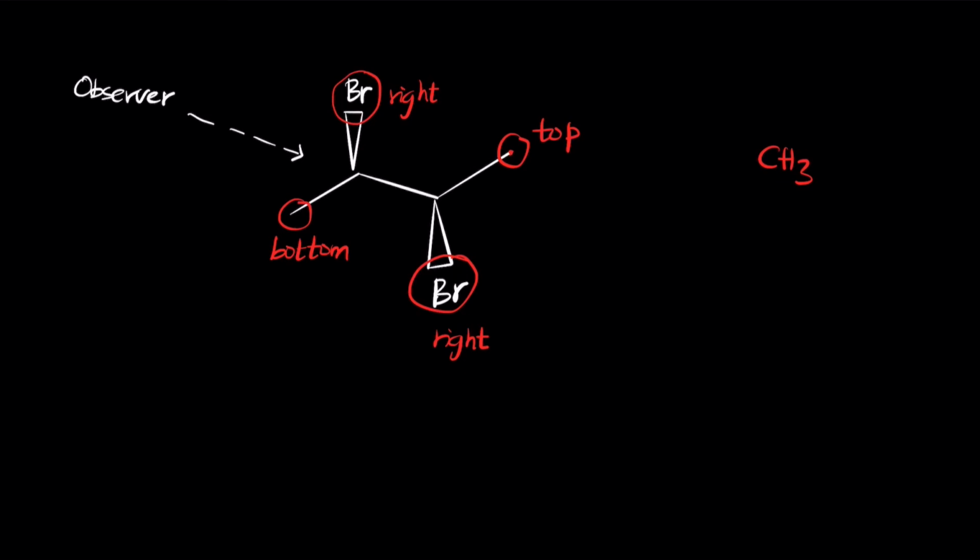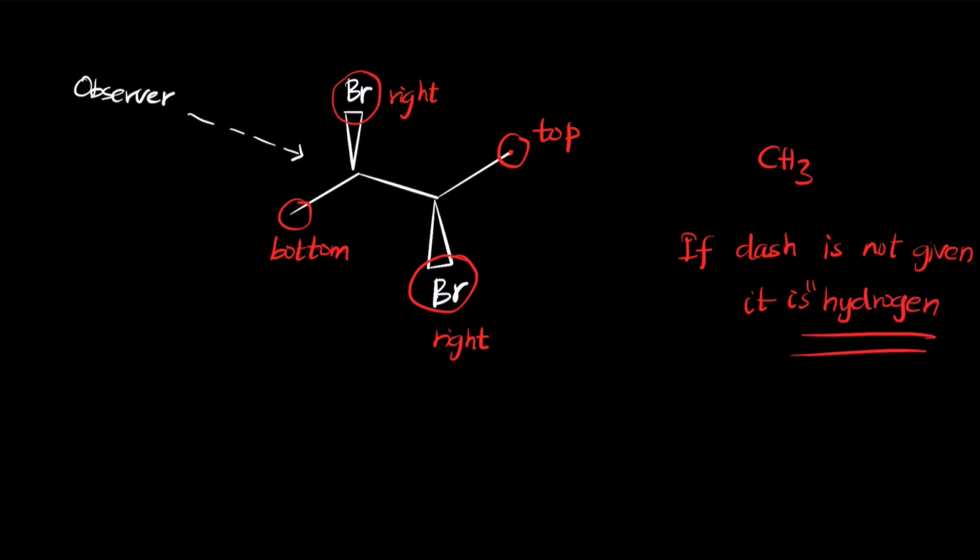Now notice that the dashed wedge is not given. So if the dash is not given, it is hydrogen. Remember that it is hydrogen, which means that bromine is on the right. So the assumption here is that the dashed one is going to be hydrogen, which is going to be on the left side.